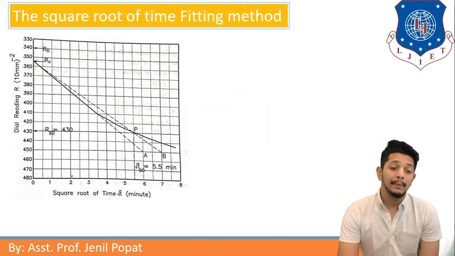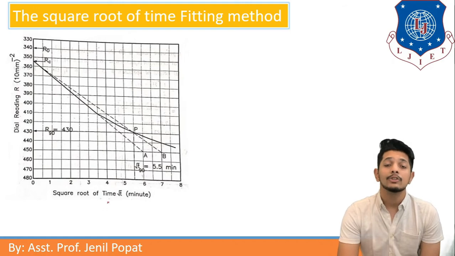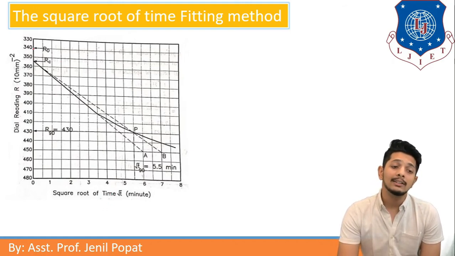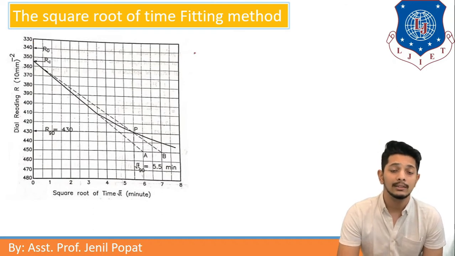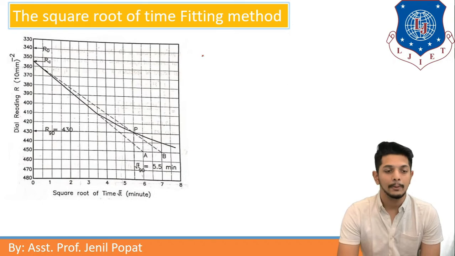Yes, this is the practical laboratory test curve: dial gauge reading versus square root of time, root t. Here R0 corresponds to the initial reading, up to Rc. After giving some more pressure, the graph will go like this. The reading between R0 and Rc is known as immediate settlement or initial consolidation.